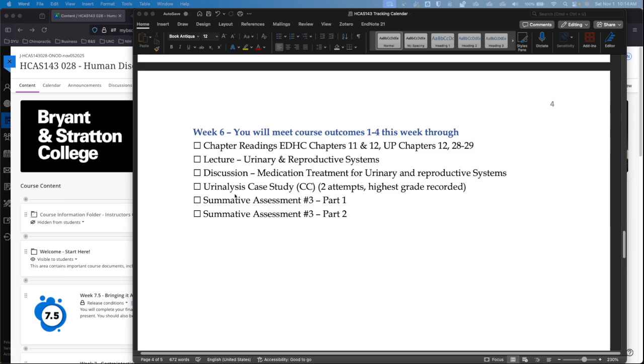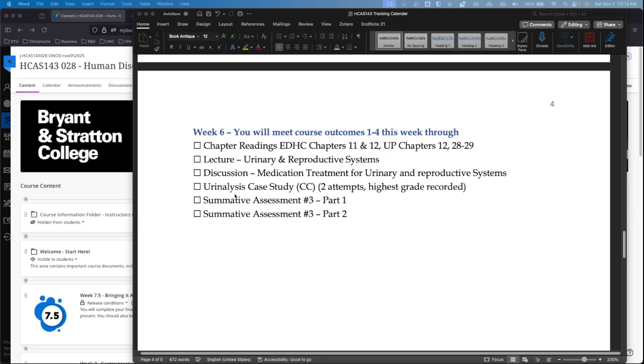So we're going to read chapters 11 and 12 out of the EHDC text and chapters 12, 28, 29 from Understanding Pharmacology. We have our lecture with our guided notes like always. Again, make sure you download that doc file for future references. And then we have our discussion like always. Make your initial post, pick your 2 conditions, and discuss everything that is required. And then make your 3 replies and 3 different days of participation within the week.